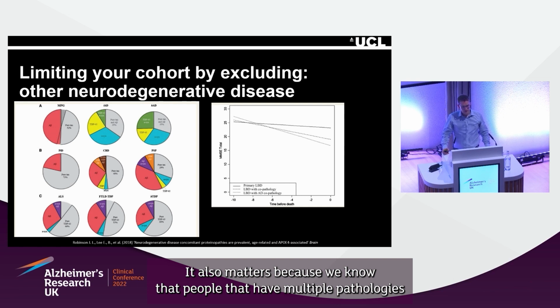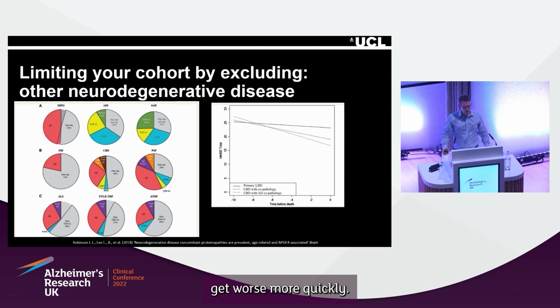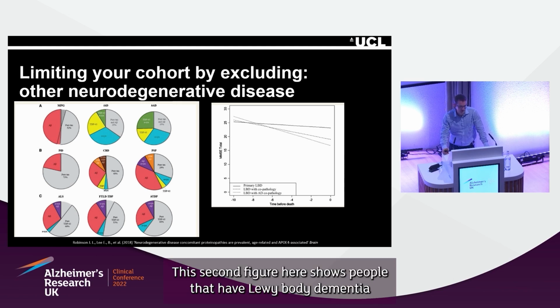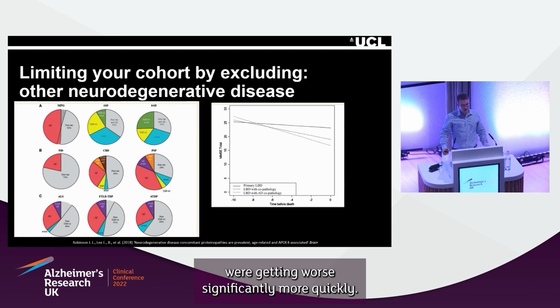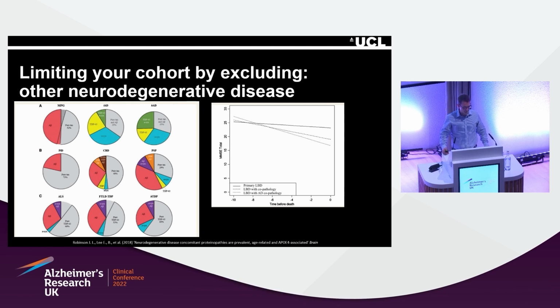It also matters because we know that people that have multiple pathologies get worse more quickly. This second figure here shows people that have Lewy body dementia, and what we see is those that have Lewy body and Alzheimer's pathology were getting worse significantly more quickly.